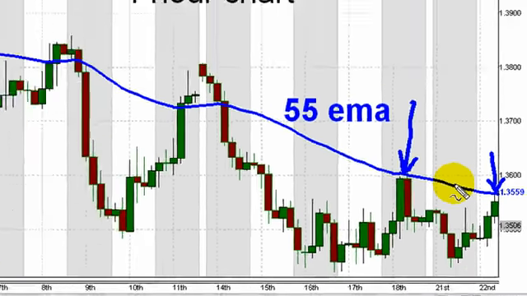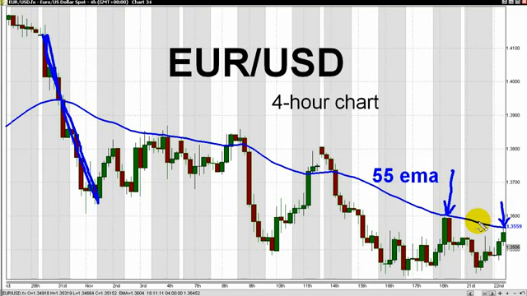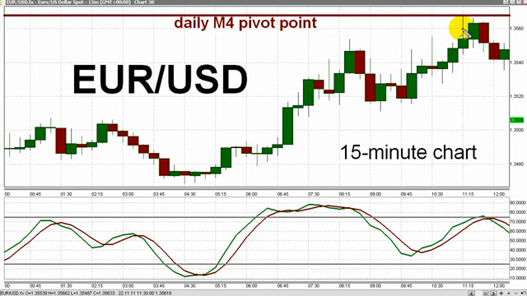Let's take a look at that on a different chart. This is how the 15-minute chart looked at 7:30 a.m. New York time. Looking on the upper right-hand portion of the chart, now you can see that today's high was established not only at a 4-hour 55 EMA, but also at today's M4 pivot point, represented by a horizontal maroon-colored line near the top of the chart. So given that combination of 4-hour 55 EMA plus daily M4 pivot point, it wasn't crazy at all to take a euro short somewhere in there.